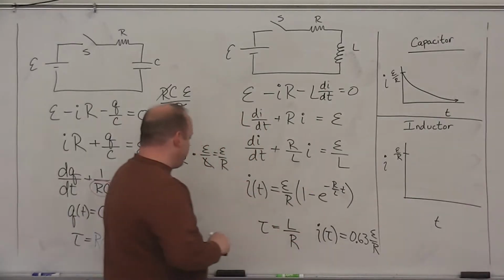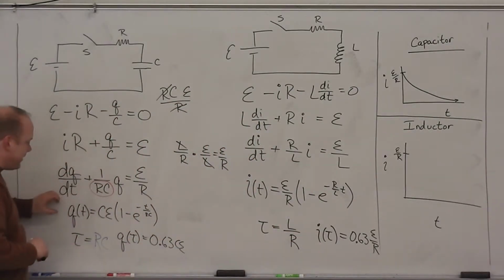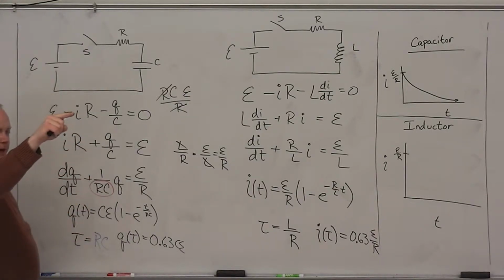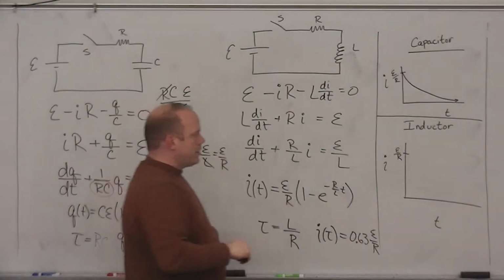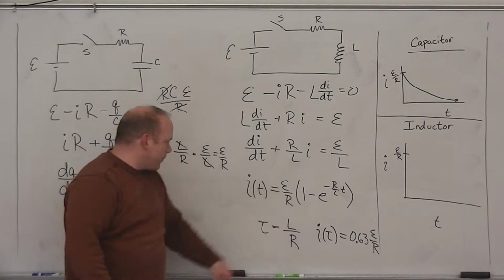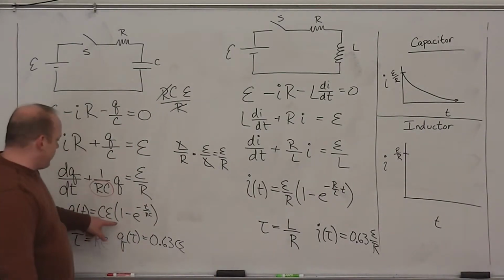Now, here's the thing. Looking back at this, the graph for the charge, remember, you started off at 0 and you went up to some value. Here, it's the exact form of the equation. It's the exact same form. The maximum value for this would be CE.